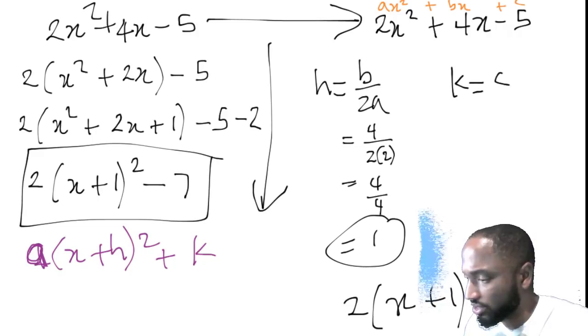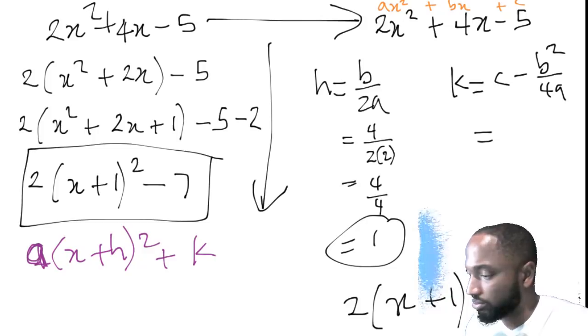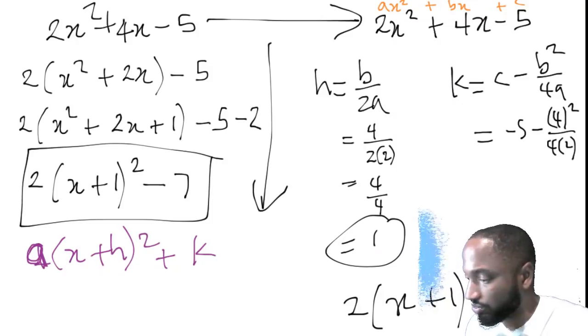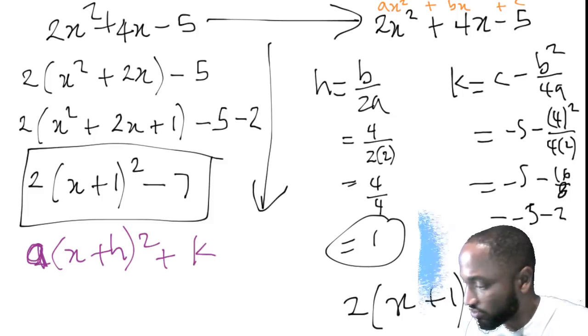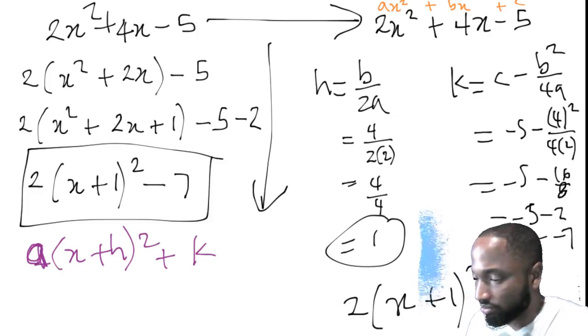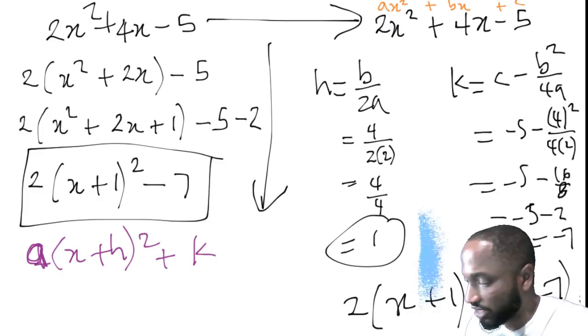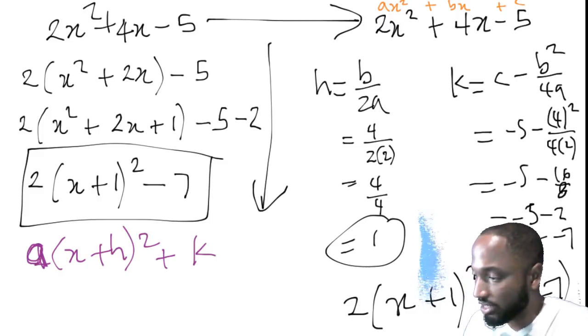What was I doing? c minus b squared over 4a. So negative 5 minus b squared. 4 squared is, let me put it even over 4 by 2. So it's negative 5 minus 16 over 8. So it's equal to negative 5 minus 2, which is equal to negative 7. So if I substitute negative 7 here, these will cancel. So in the end, this is just going to be negative 7.